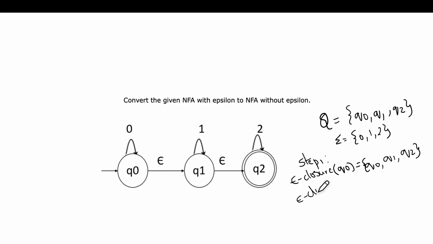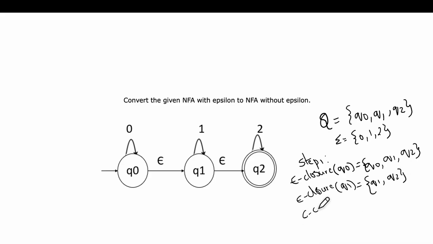Now the epsilon closure of Q1. From the Q1 state there is a directed path labeled epsilon, which means from Q1 it can reach Q2. By default every state is reachable to itself. So we say Q1, Q2.